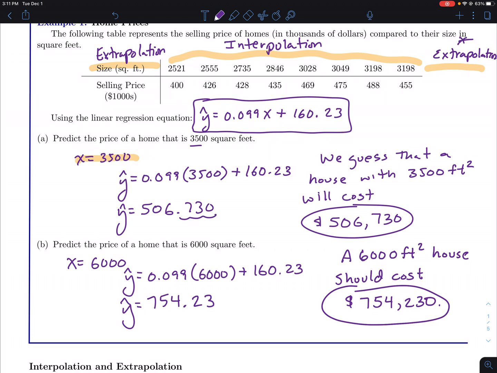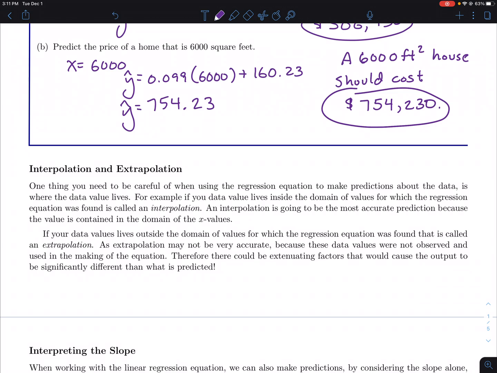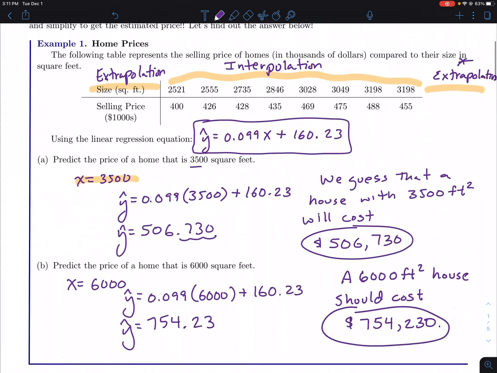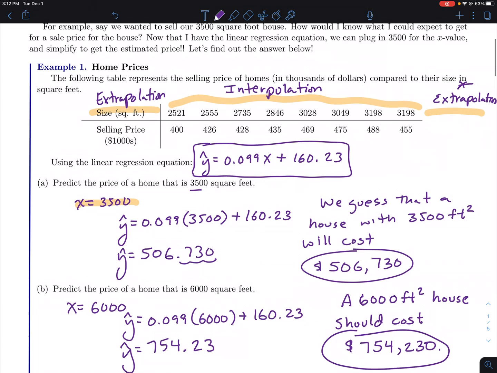So just be mindful of, when you're extrapolating data, that it may not be as accurate as if you're interpolating data. So just kind of keep that in mind. And so that's what this little paragraph talks about. It just kind of gives you a little bit of a warning about that. So to be mindful of that.